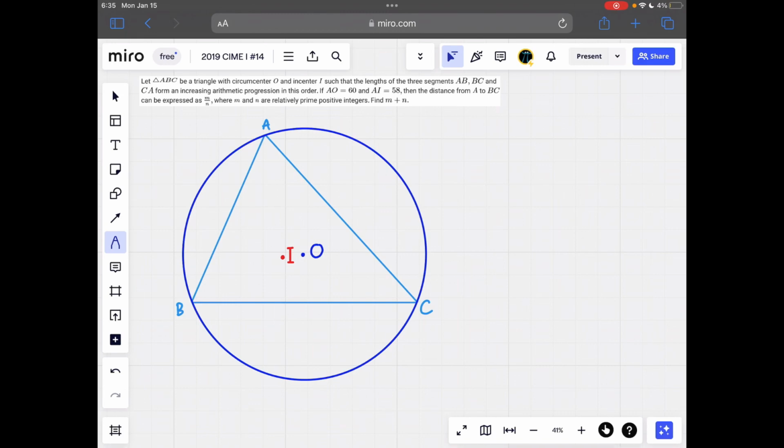Find m plus n. First of all, the lengths of the three segments AB, BC, and CA form an increasing arithmetic progression in this order. So if we let the side lengths of ABC be a opposite angle A, little b opposite B, and little c opposite C, then c, a, and b form an increasing arithmetic progression in that order. So we can rewrite a as (b plus c) over 2.